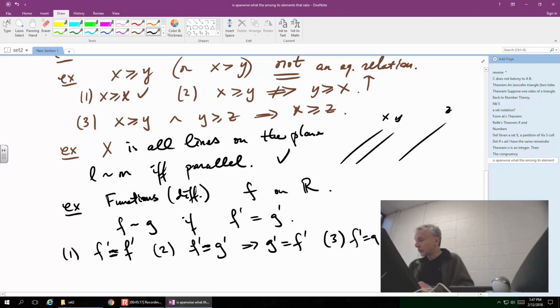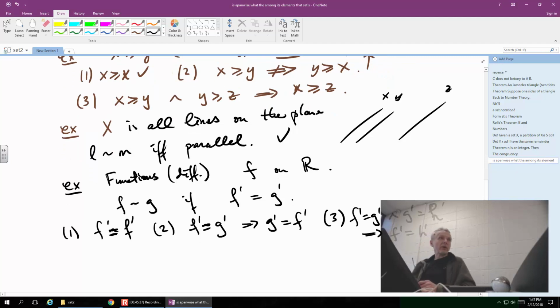F prime is equal to G prime, and G prime is equal to H prime implies that F prime is equal to H prime. So it's very easy, as you can see, to see that this is an equivalence relation, just about functions being equal to each other rather than numbers, but it's still very close. So it's about equalities once again. Two functions are equal or they're not equal, so that's quite familiar. I wonder if you remember from calculus, what is the point of this equivalence relation?